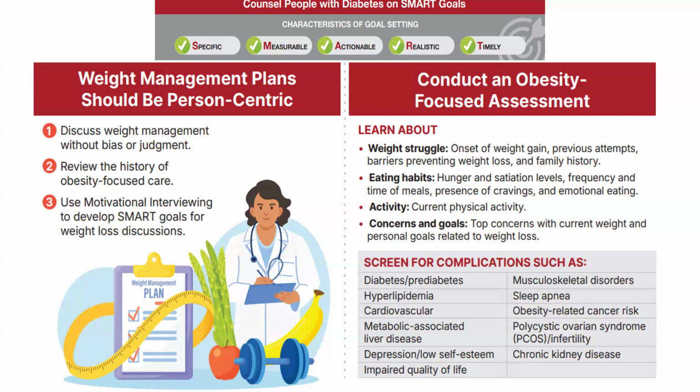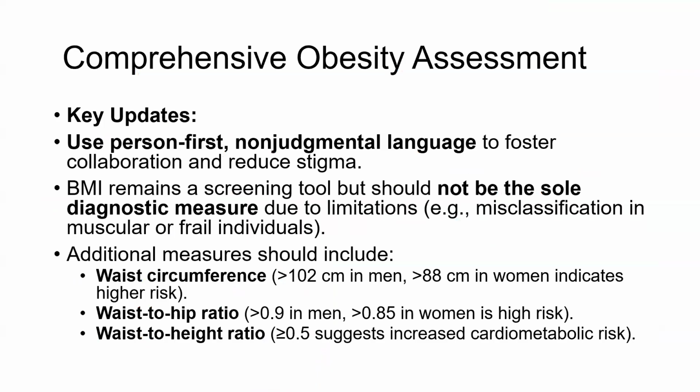So this is a very important chart from the latest ADA 2025 on how we should target and counsel patients with SMART goals. As I mentioned, we should always be person-centric, use person-first language, and use non-judgmental language. Never criticize or mention to the patient their obesity directly. This is important to foster collaboration and reduce stigma. Always be person-centric and use non-judgmental language.